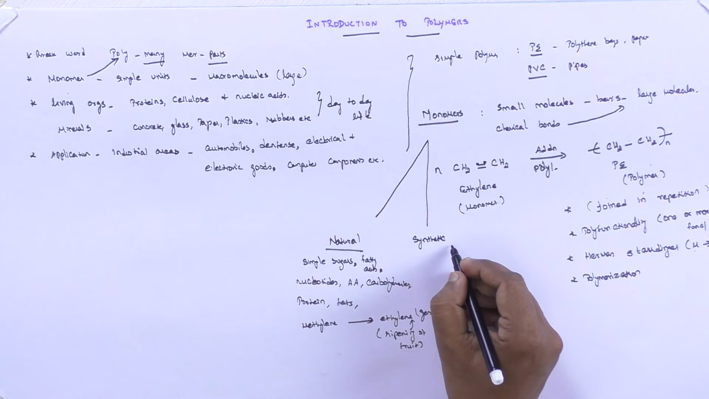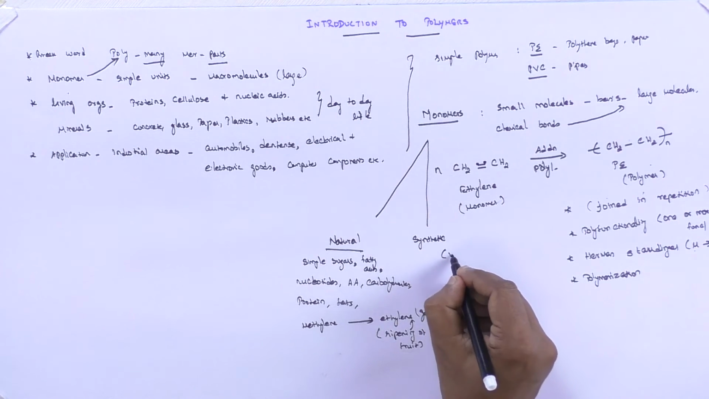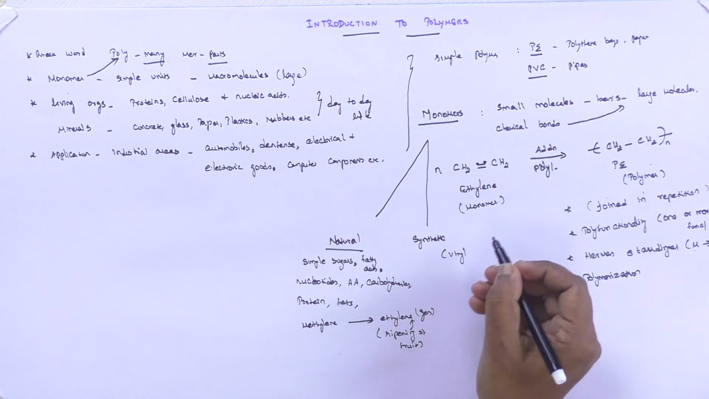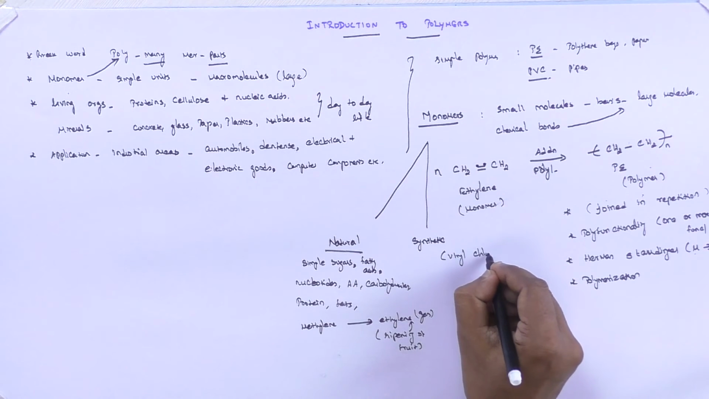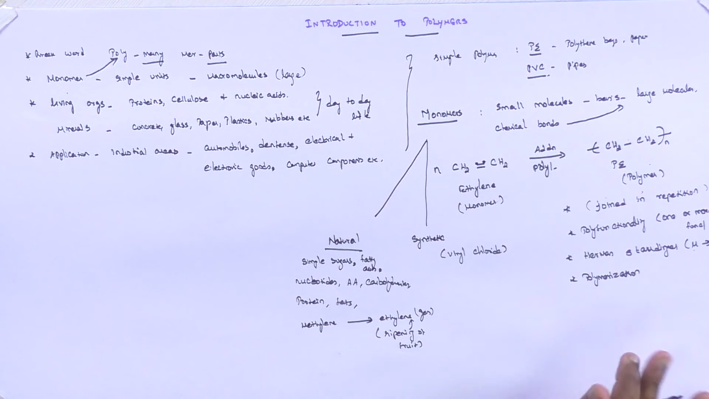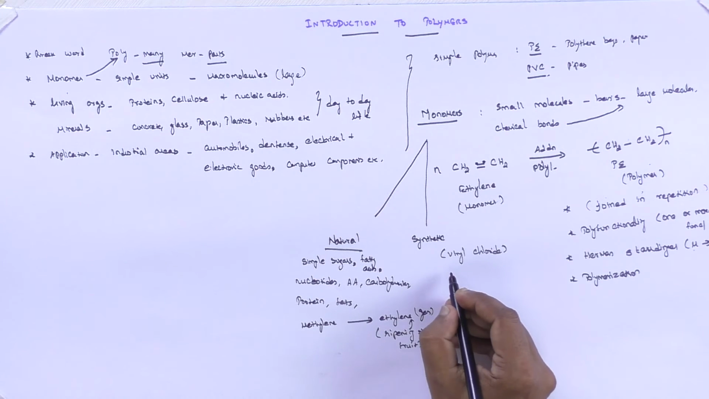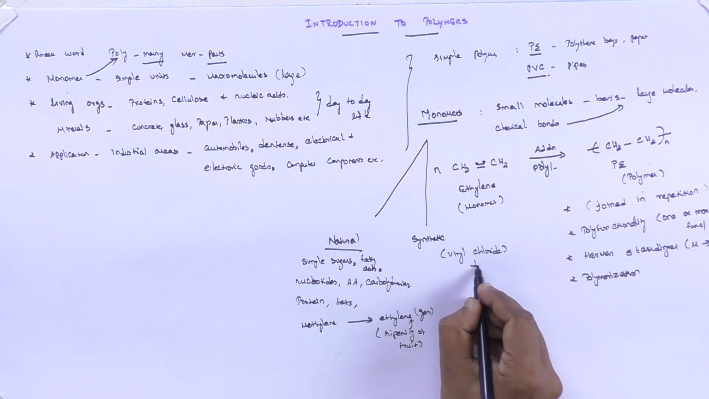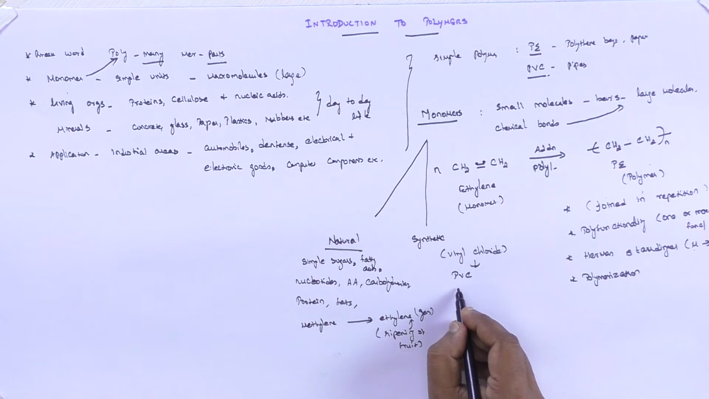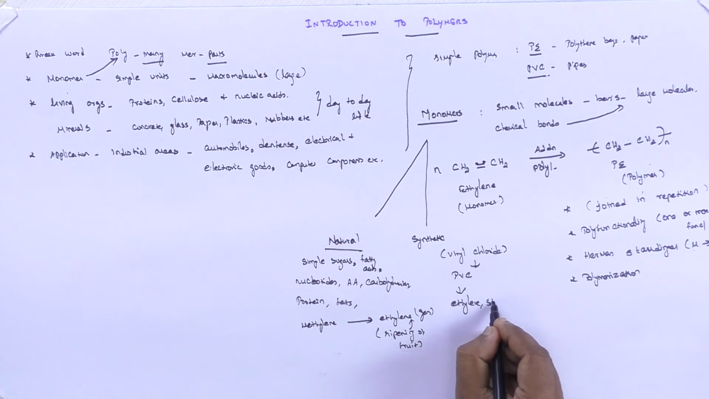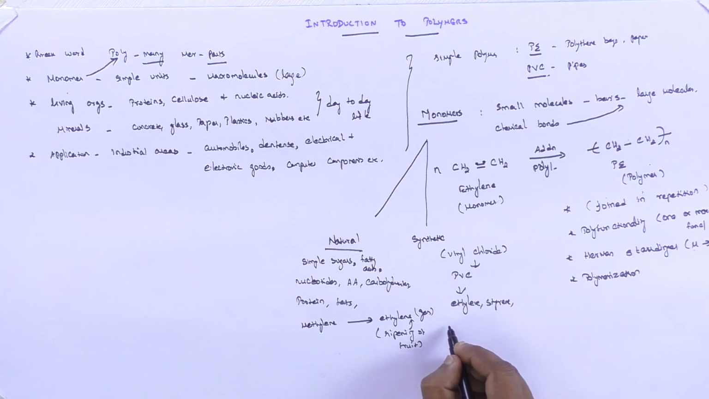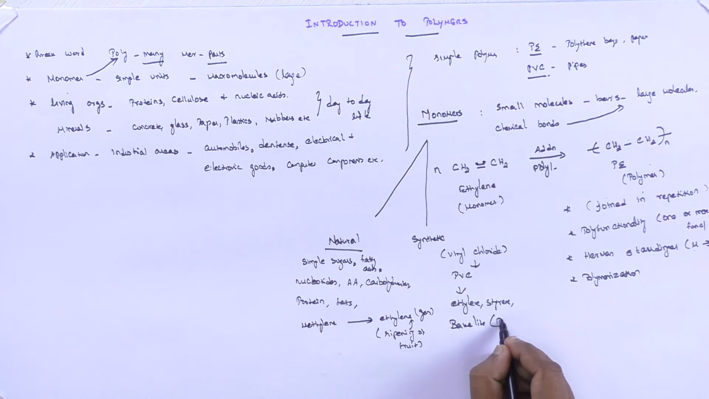Coming to the synthetic monomers, a common man-made monomer is vinyl chloride, which we talked about here as PVC pipes. Vinyl chloride is a common man-made monomer, and it is used in PVC pipe synthesis. Other examples are ethylene, styrene, and bakelite, which is a phenol formaldehyde resin.